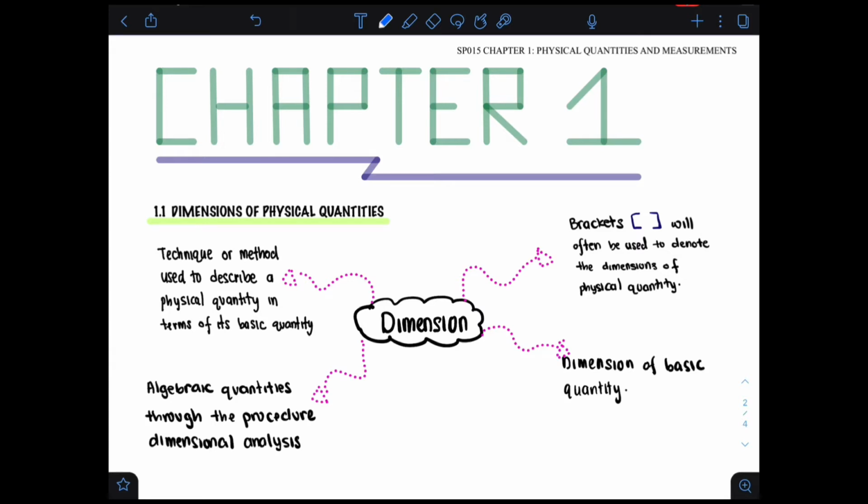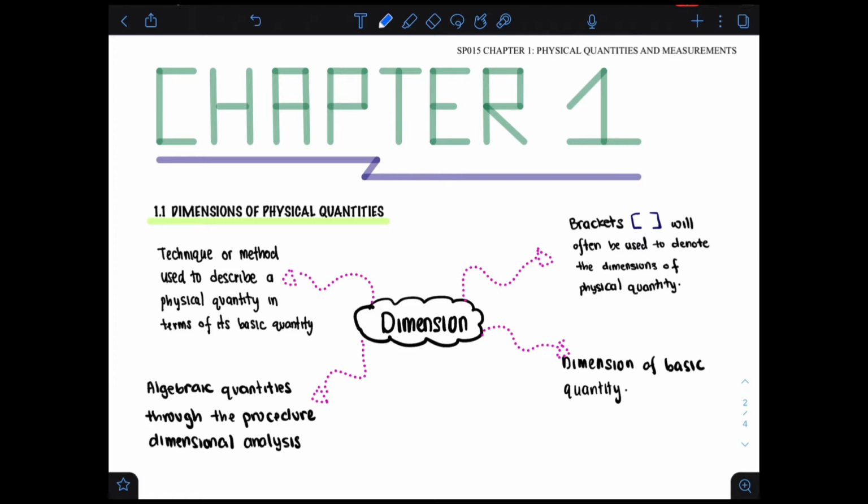Chapter 1 is on physical quantities and measurements. So today we'll be doing chapter 1.1, dimensions of physical quantities. There are 3 learning objectives that we have to obtain by the end of the session. The first one is to define the dimension, to determine the dimension of derived quantities, and to verify the homogeneity of equation using dimensional analysis.